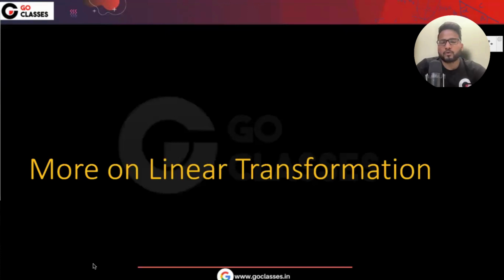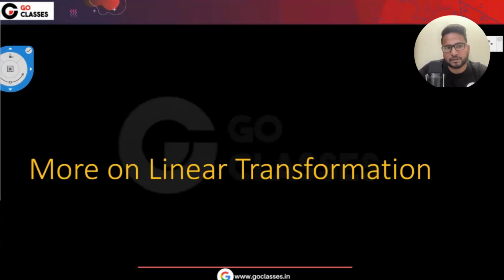So today we are going to see more on linear transformation. We have seen a little bit of it, but we will see more in today's class. Why more about linear transformation? Because this is the crux of matrices. Matrices work as a function. We have seen this in the previous class, and today also we will see it.